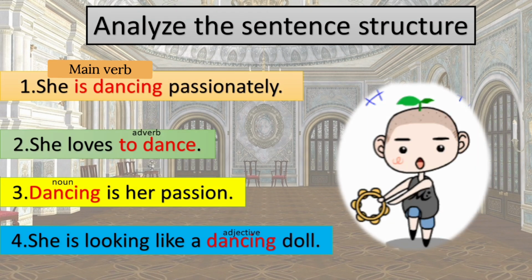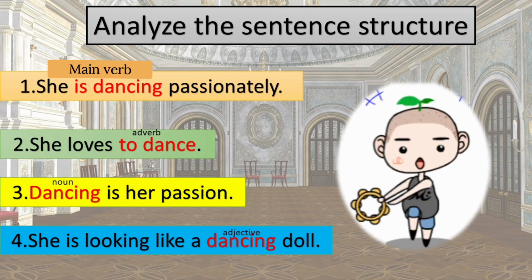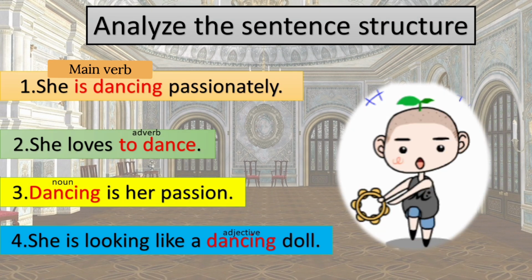In the first sentence, she is dancing passionately, the main verb is dancing. What activity is going on? She is dancing. In the second sentence, she loves to dance. Here, to dance is an adverb. It is telling what she loves. She loves to dance.